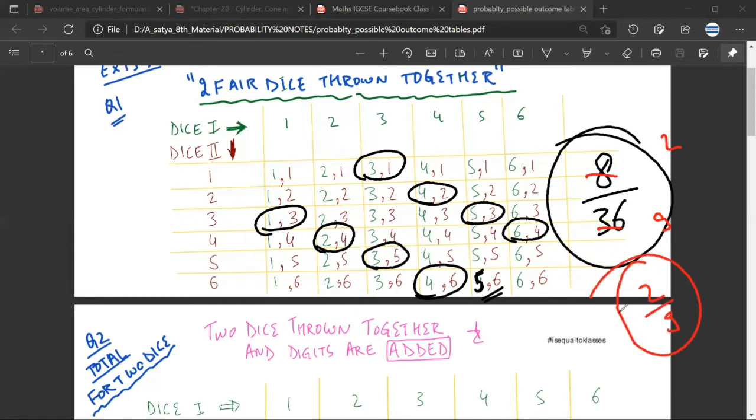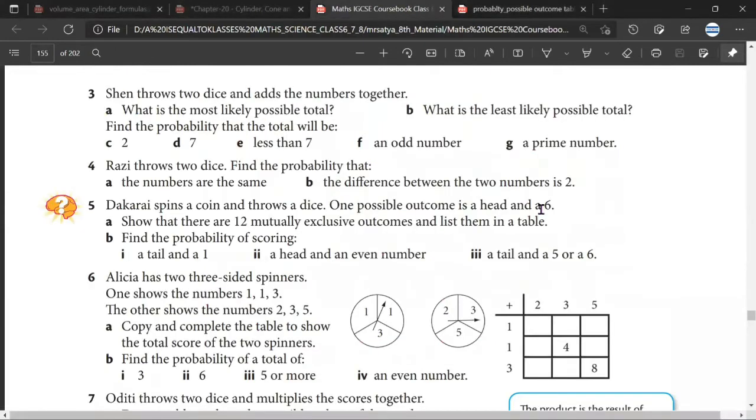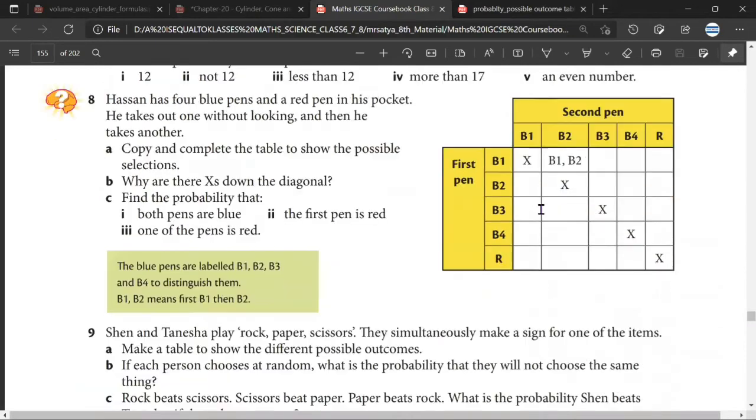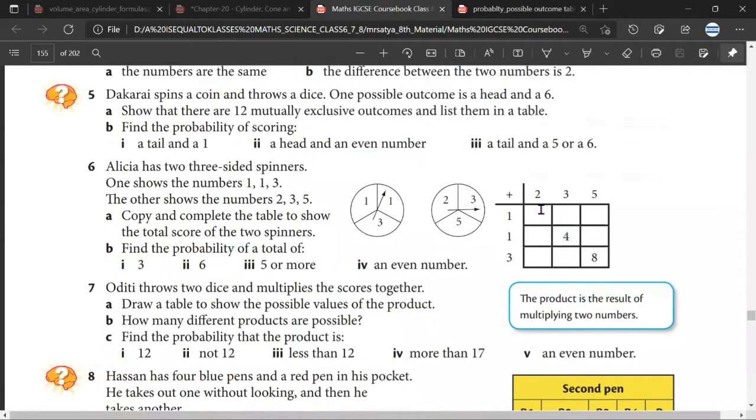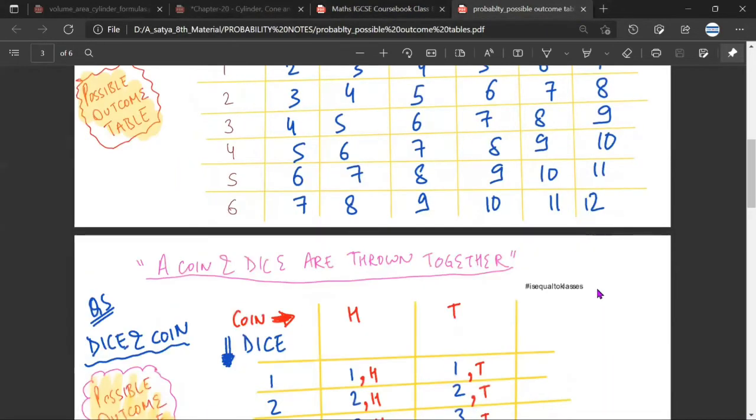Any doubt? No doubt, sir. See, Satya, these are a bit tricky questions. They are not difficult questions, they are a bit tricky. So when you are starting these kinds of questions, you will be a bit confused. But after a while, they will start making sense. Are we okay till here? Yes. Okay.